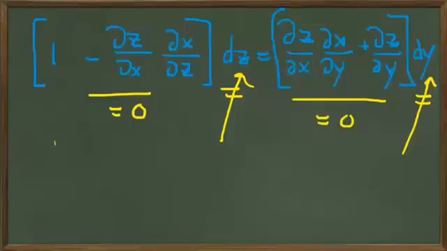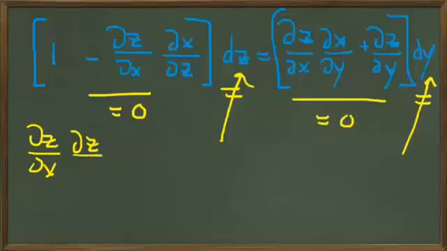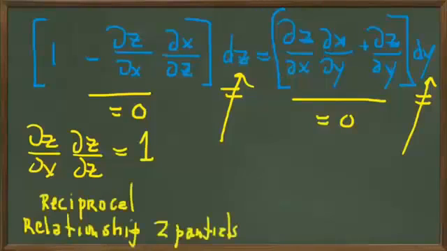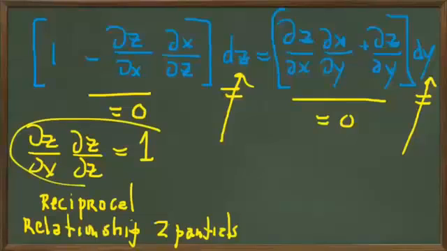So that gives us that partial z partial x times partial x partial z equals 1. In other words, there's a reciprocal relationship. There's a reciprocal relationship when we're talking about two partials, and this relationship would hold for partial z partial x, partial z partial y, etc.